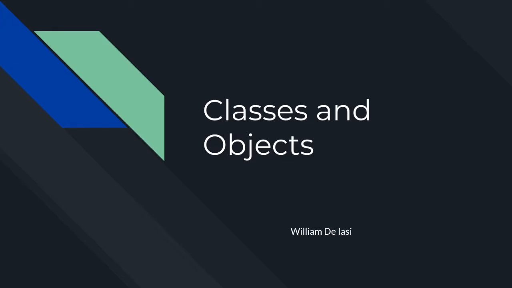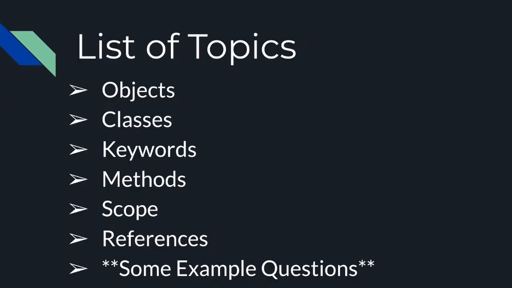Hello everyone. In this video, we will be talking about classes and objects in Java. Here's a list of topics that we will be going over. First we have objects, then we have classes, then we have keywords, methods, scope, references, and to finish it off, we'll do some example questions.